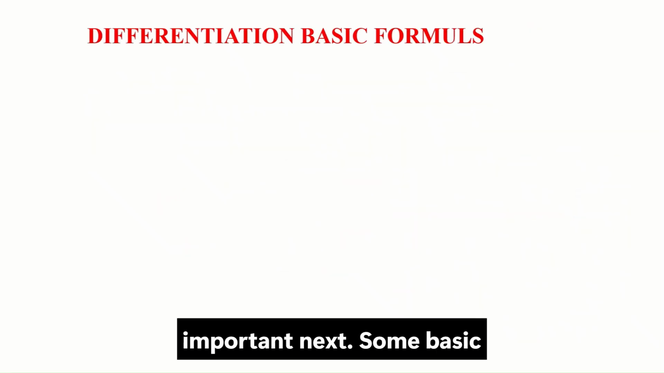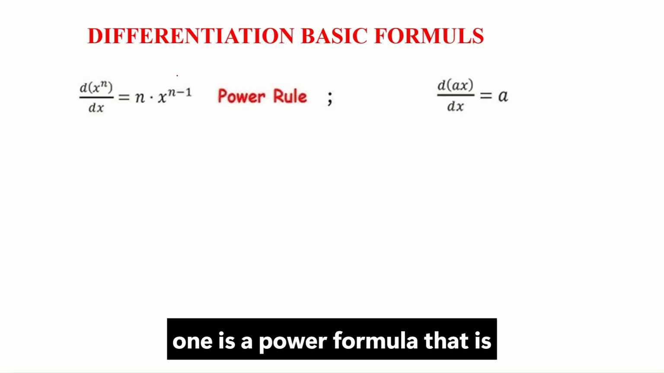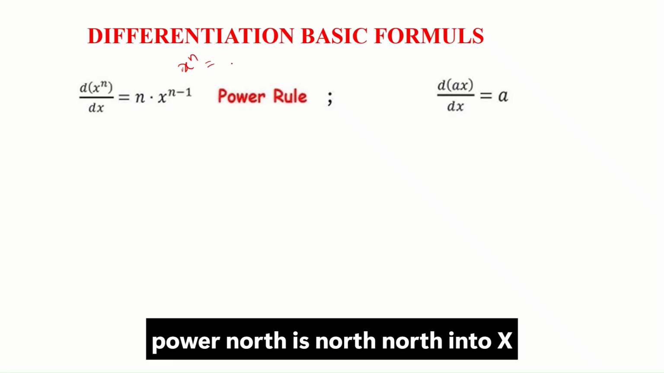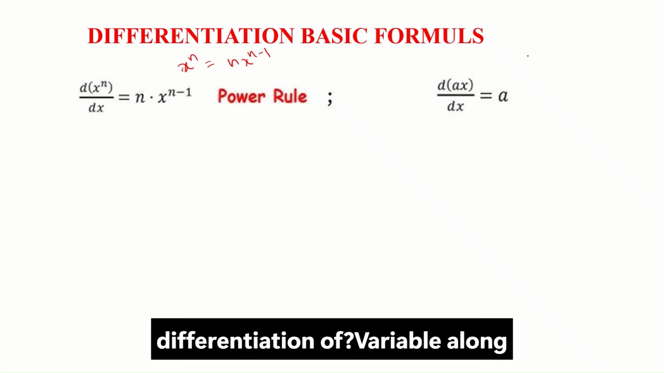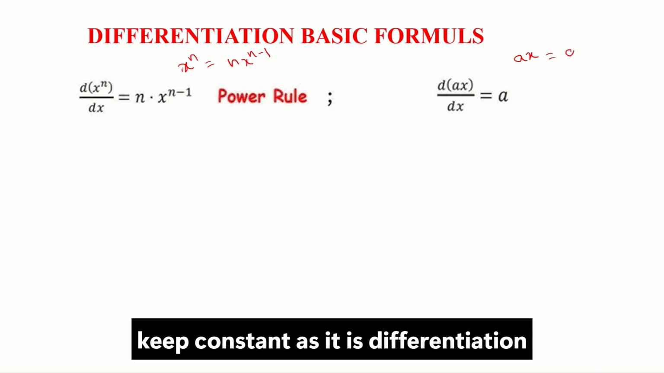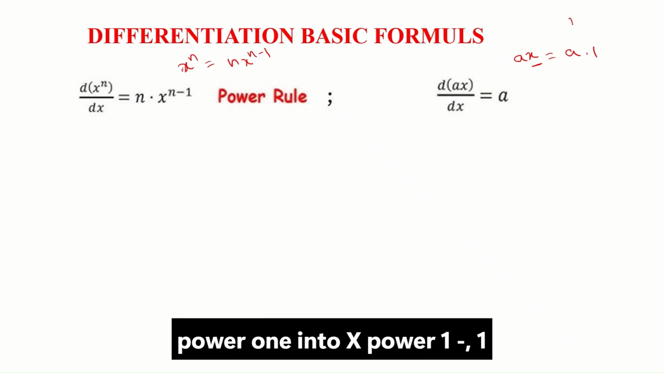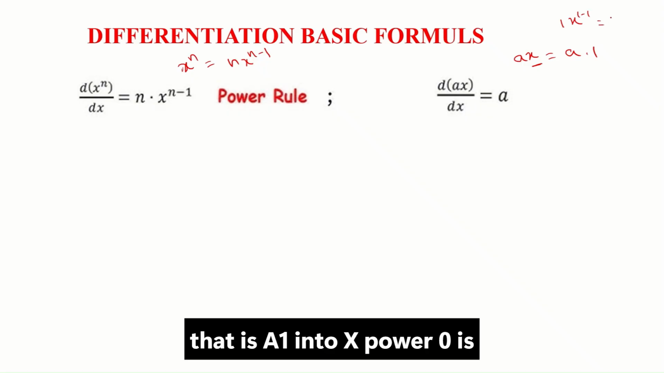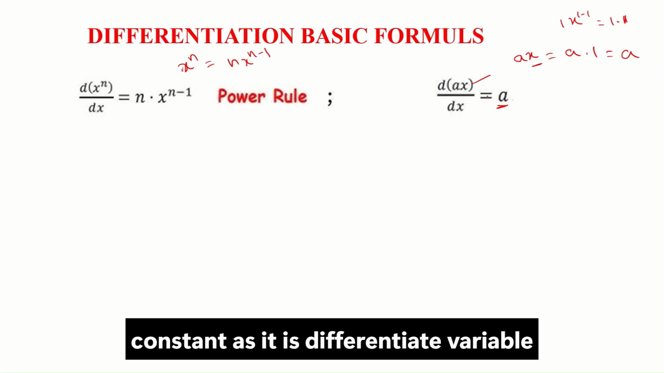Next, some basic formulas for differentiation. First one is the power formula: differentiation of x power n is n into x power n minus 1. And what is the differentiation of a variable along with a constant? Take a x. Keep the constant as it is. Differentiation of x is 1: x power 1 gives 1 into x power 1 minus 1, that is 1 into x power 0, which is 1. 1 into 1 is 1, so a into 1 is a. Whenever there is a constant along with the variable, keep the constant as it is and differentiate the variable.